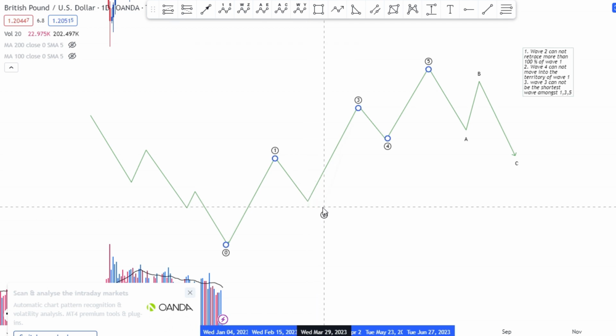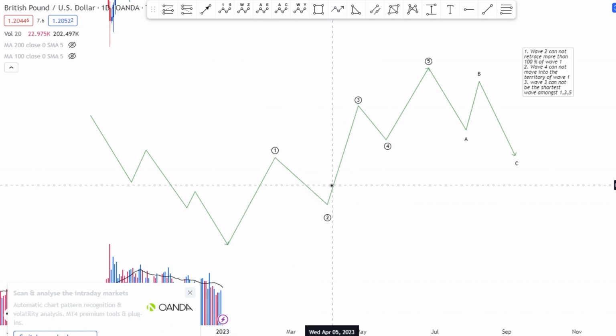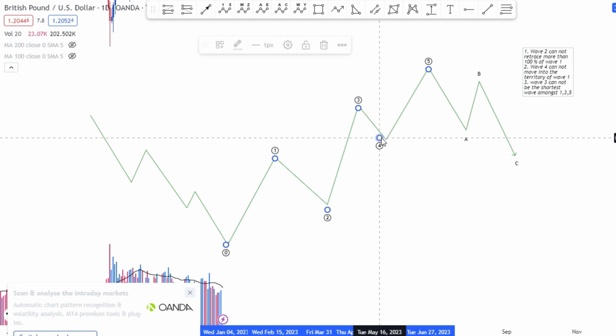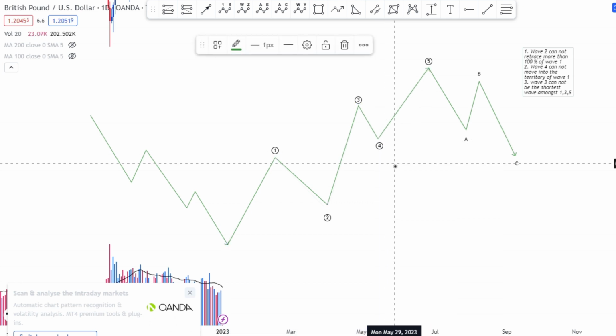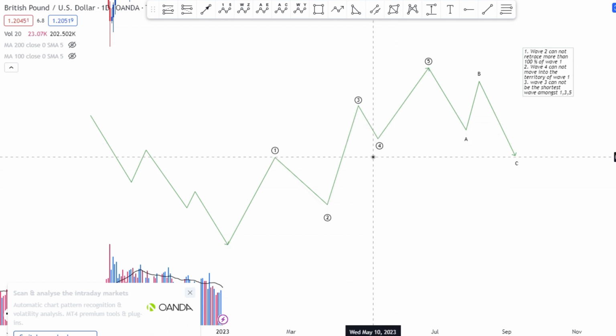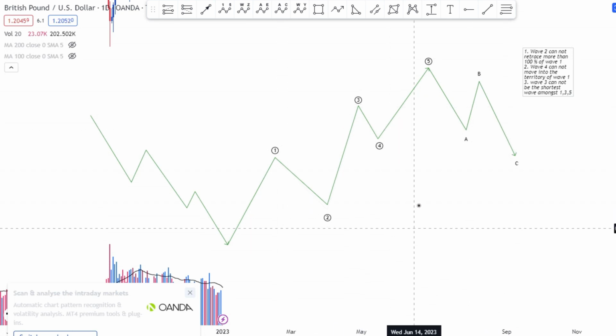Again, in terms of time, one will take the longest time to retrace. Let's say something like this. If you measure from here to here, it has taken a lot of time. Then wave 4 can take the shortest time. Those are the alternations of wave 2 and 4. Those are the corrective waves.